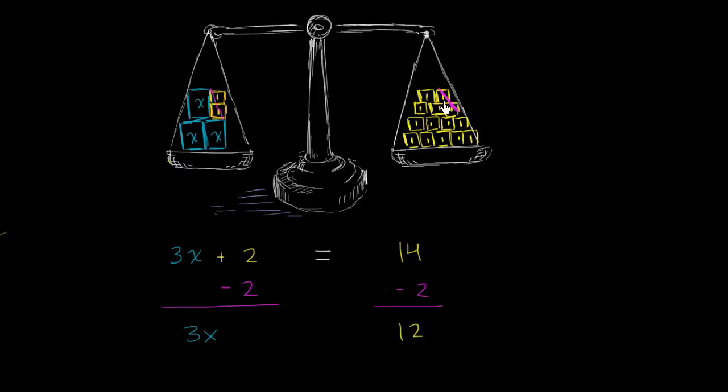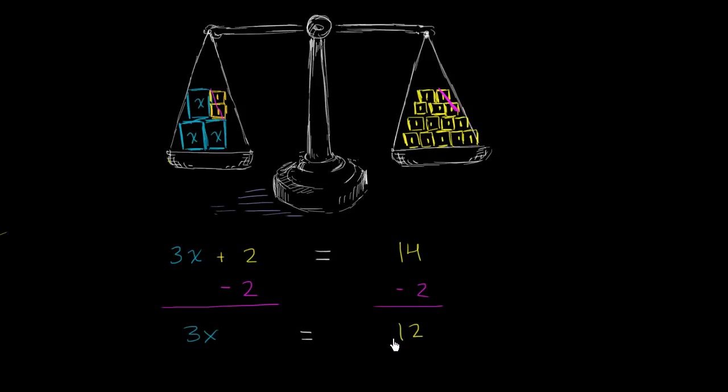And you see that there. The ones that I haven't crossed out, there's 12 left. And here you only have 3 of those x blocks. And since we removed the exact same amount from both sides, our scale is still balanced. And our equation, 3x, is now equal to 12.